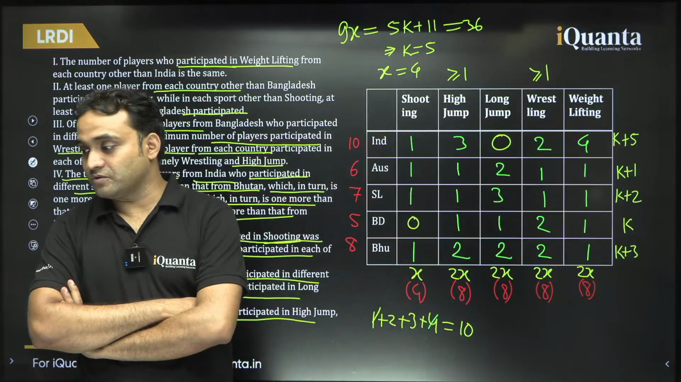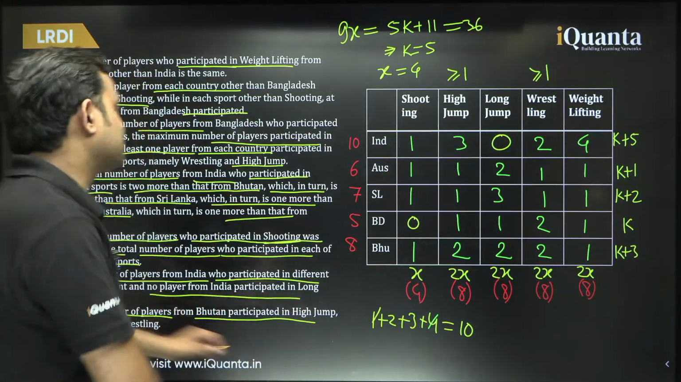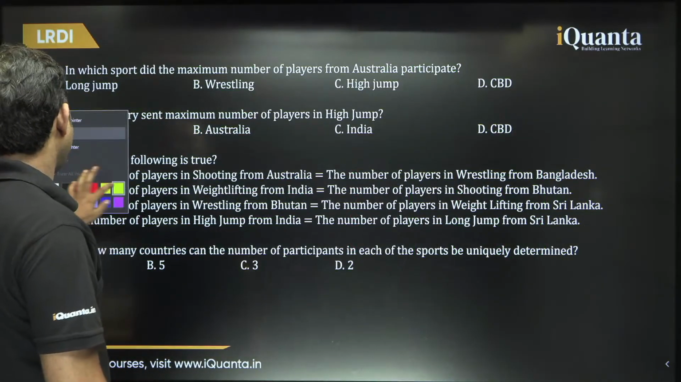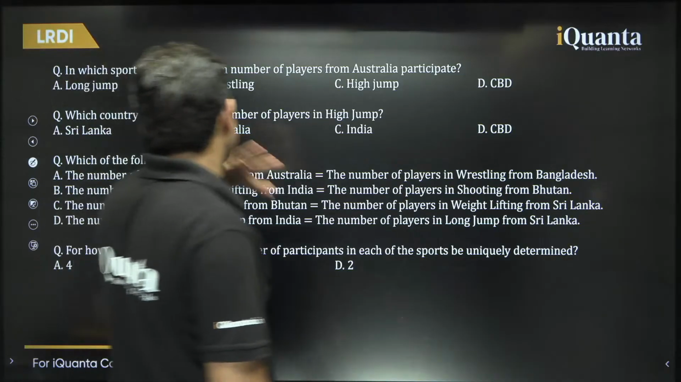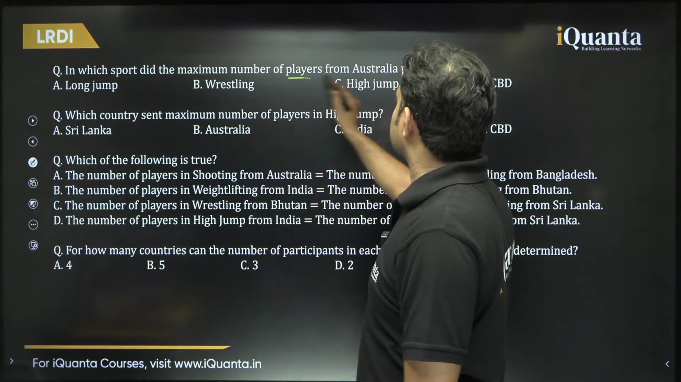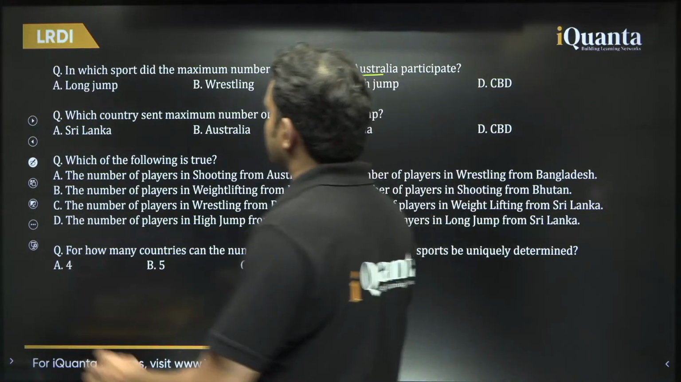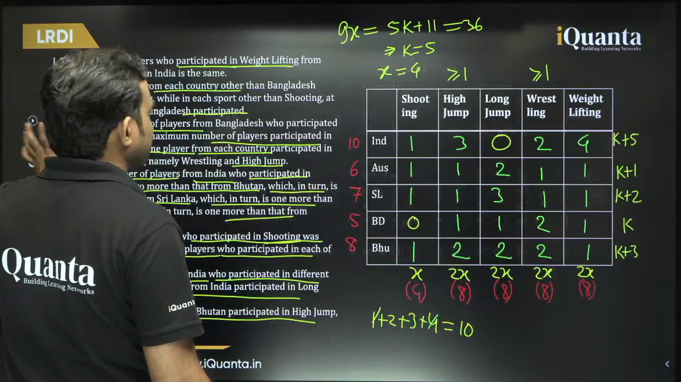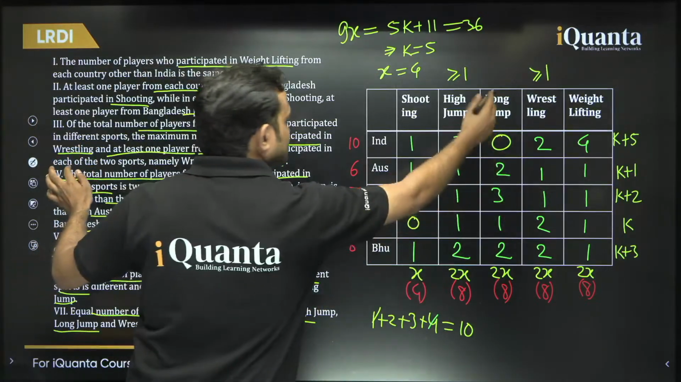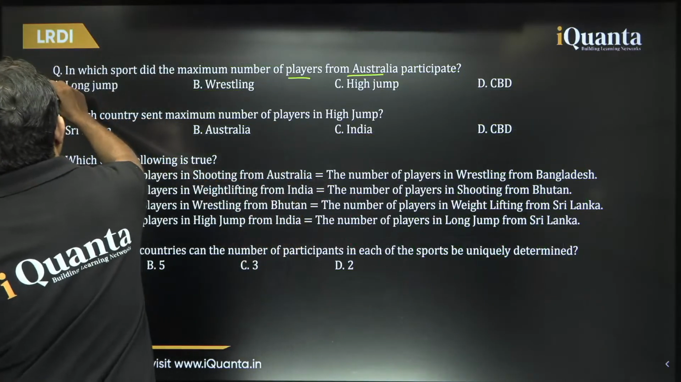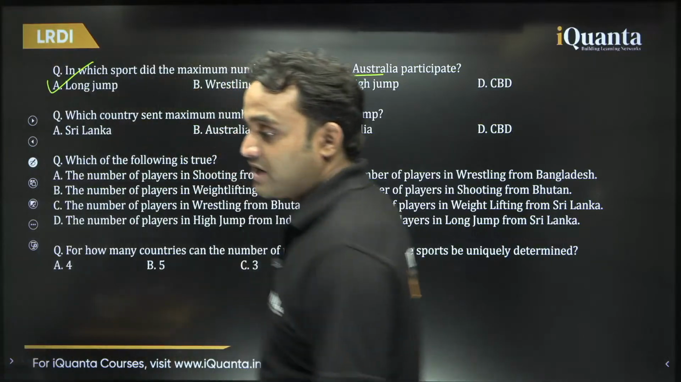Everything is clear, Dhruv? Okay. Then let's solve these questions. On which sport did the maximum number of players from Australia participate? From Australia, maximum number of players, long jump. So our answer is option A, right?